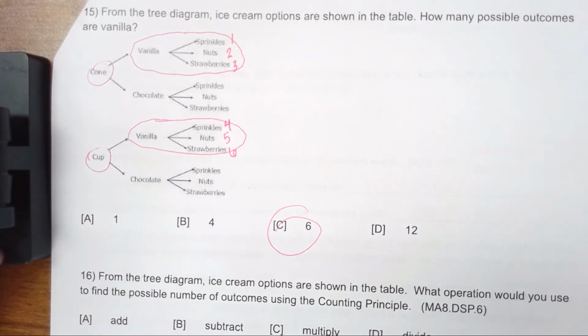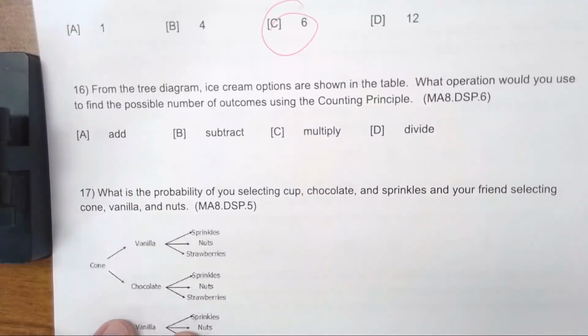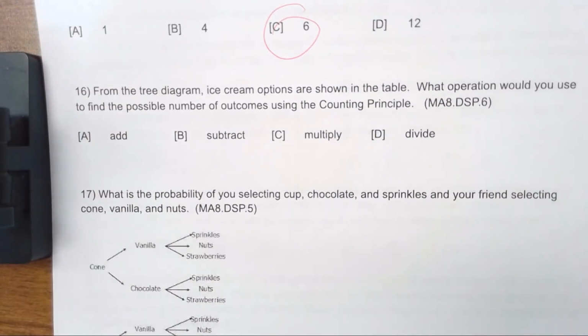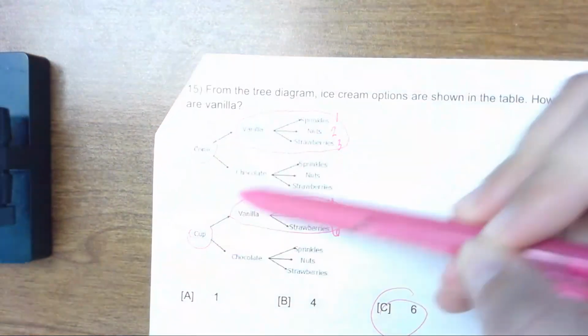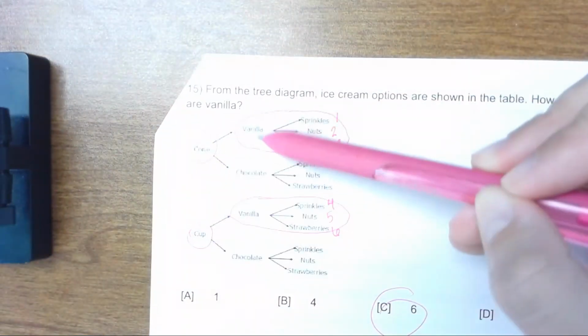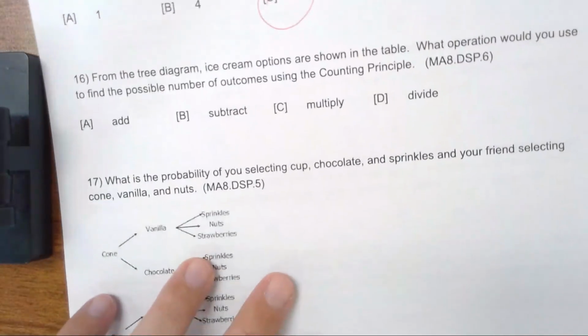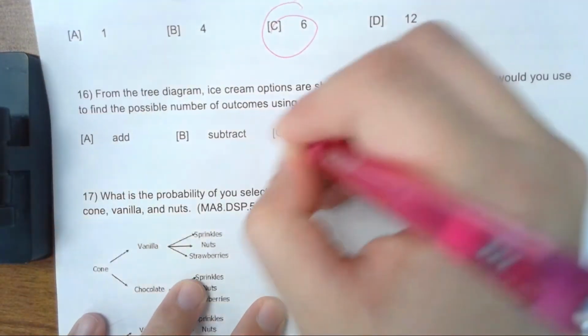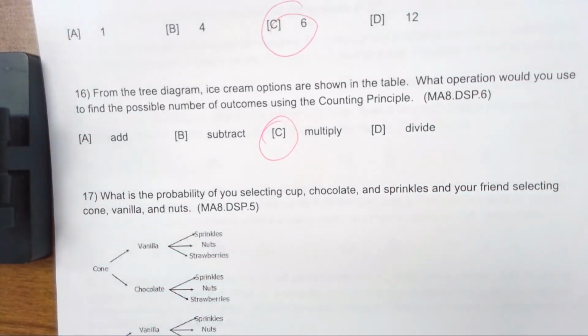Okay, number 16. From the tree diagram, ice cream options are shown in the table. What operation could you use to find the possible number of outcomes using the counting principle? Remember, the counting principle is when you're taking the number of different outcomes, so like this would be 2, 2, and 3, and all that you would do is multiply them together. So the counting principle, you are multiplying.